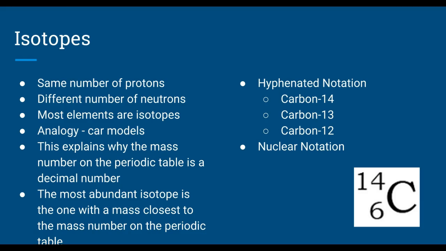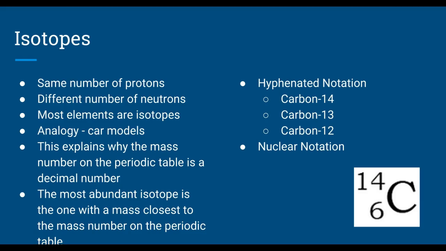The same is true for an isotope. Each isotope of an atom has the same number of protons and the same number of electrons, but what's different is the number of neutrons. What I want you to know right now is that the most abundant isotope is the one with a mass closest to the mass number on the periodic table. For example, if we look at the periodic table, carbon has a mass of 12.01. That means that the isotope carbon-12 is the most abundant.